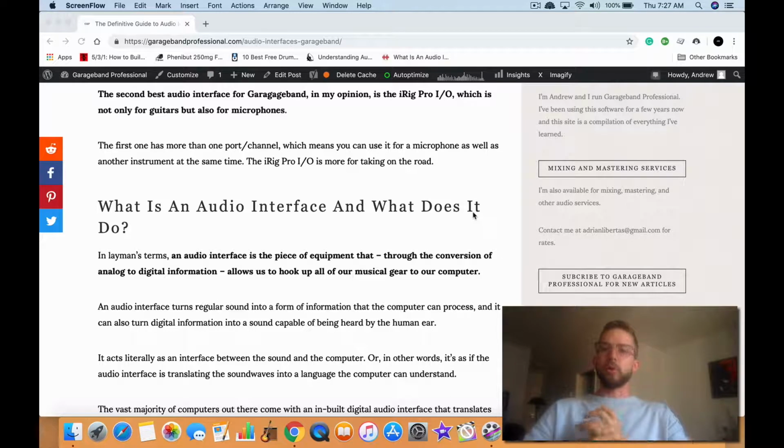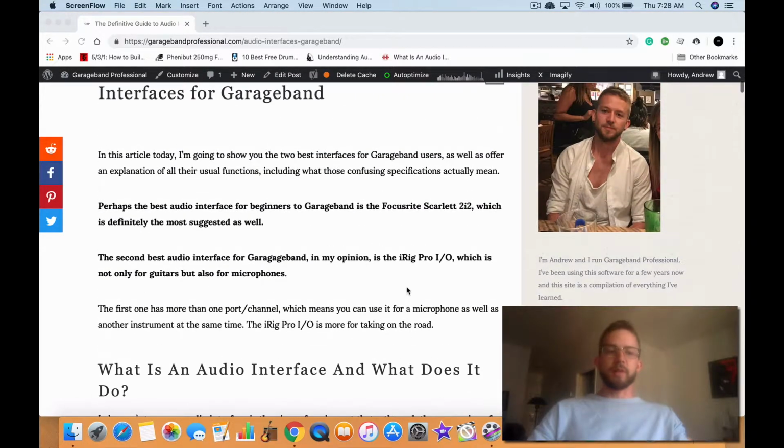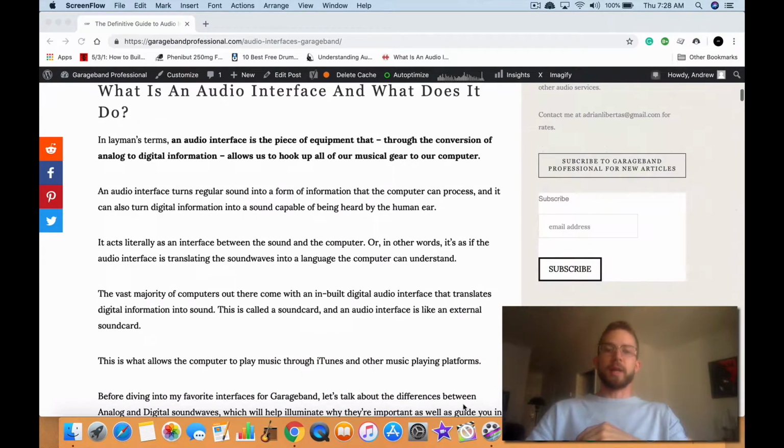Today I'm talking to you about audio interfaces. You can check out my article at GaragebandProfessional.com/audio interfaces GarageBand. In the article, I really do my best to explain what an audio interface is, including all the specifications and its functions and what kind of things it can do and why it's nice to have one.